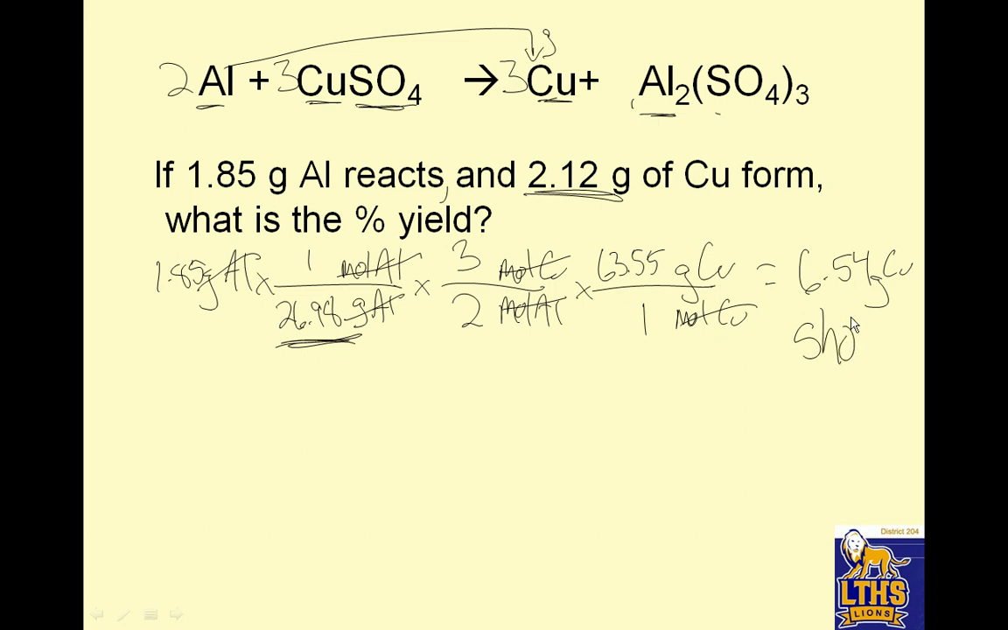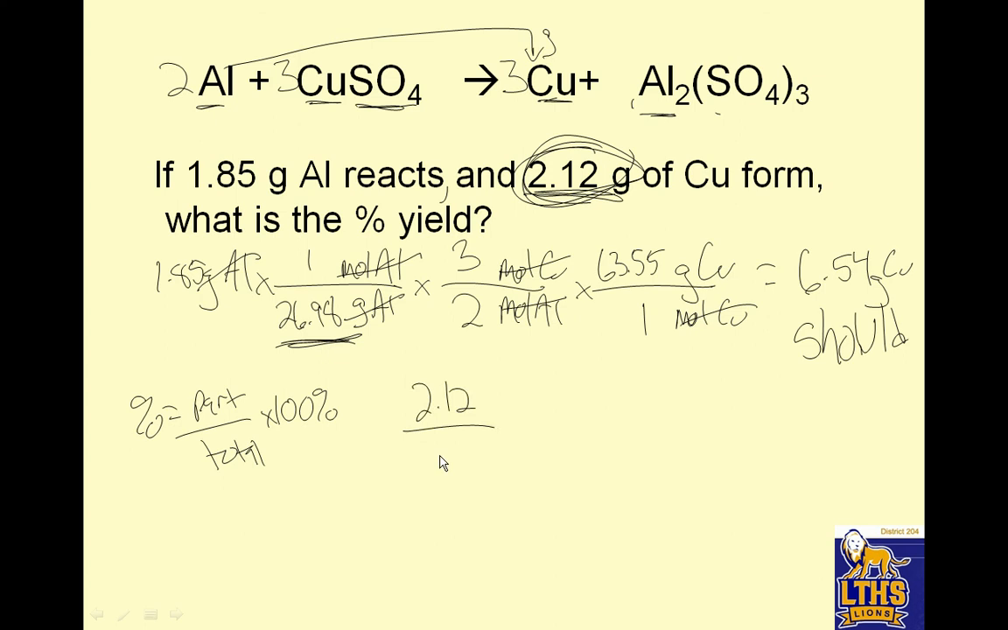This is how much I should get. Remember, you do a whole lot of work. This is how much I should get. How much did I get? 2.12. So remember, percent is part over total times 100%. My part will usually be given to you, or you'll read it from the balance. 2.12 over 6.54 times 100. 2.12 divided by the second answer, times 100, gives me 32.4%. Oh, that's kind of sad, but that's kind of life.